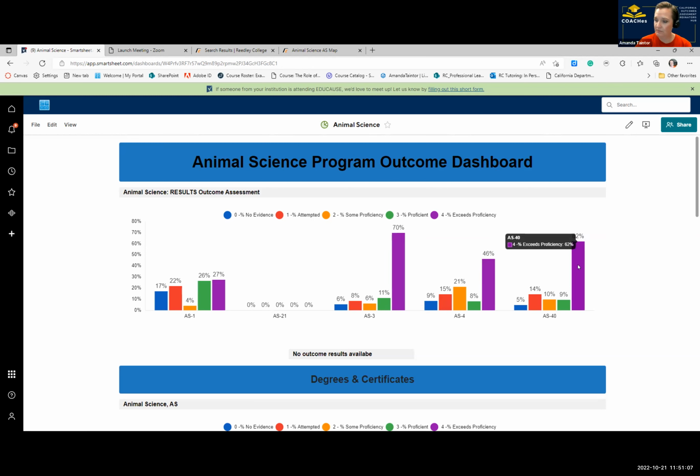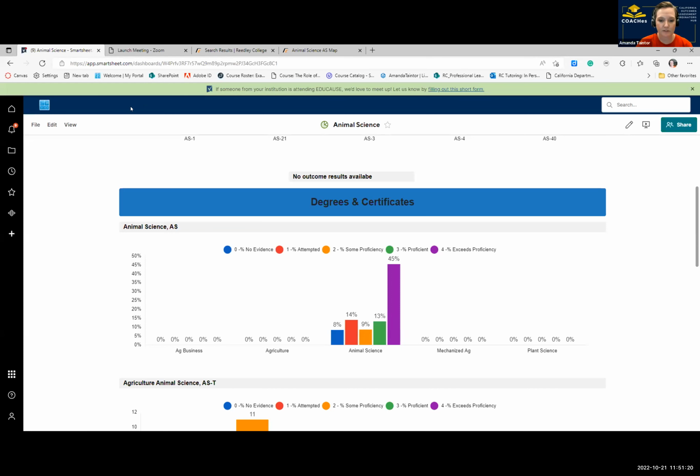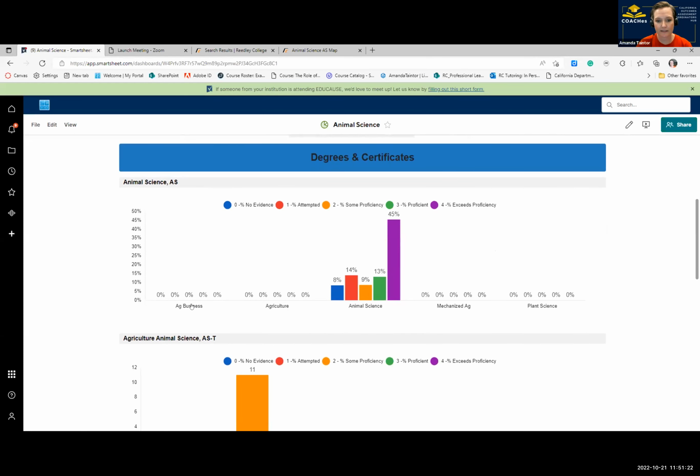So within that department, looking at the data, seeing it as a graphical representation, it facilitates those conversations of, are my assessments doing what they're supposed to assess? And so I'm just going to go down here. And again, these classes, they're aggregating together based on that map that the faculty have put together.